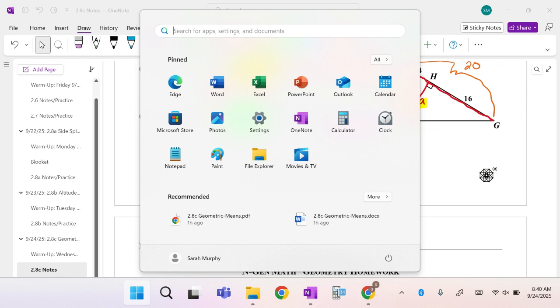Does it matter what side I do first? Nope. You'll get the same thing either way.